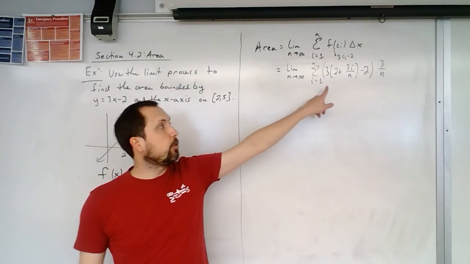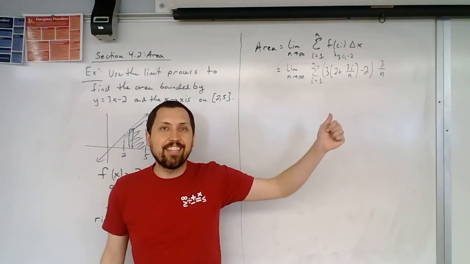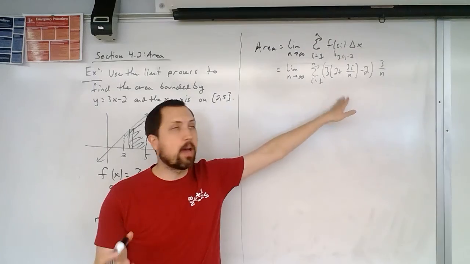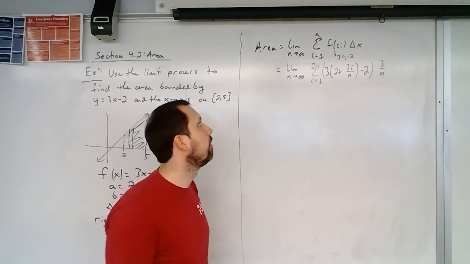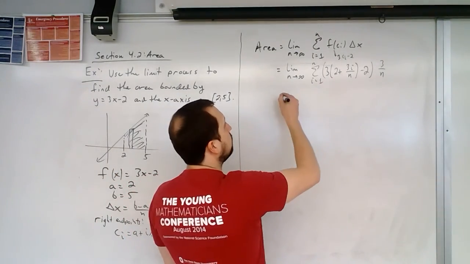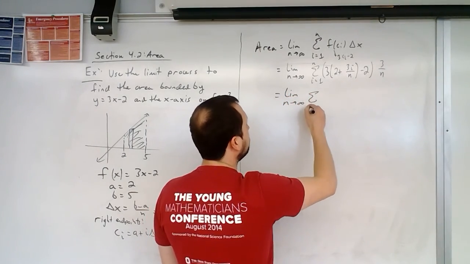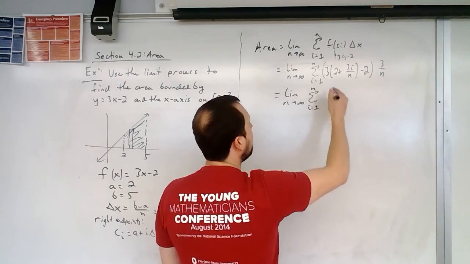So I have this expression. You're always going to have i's and n's present in here, and we just have to work with them as variables. So I just start to simplify things. So I have the limit as n tends to infinity, I have the sum from i equals 1 to n.